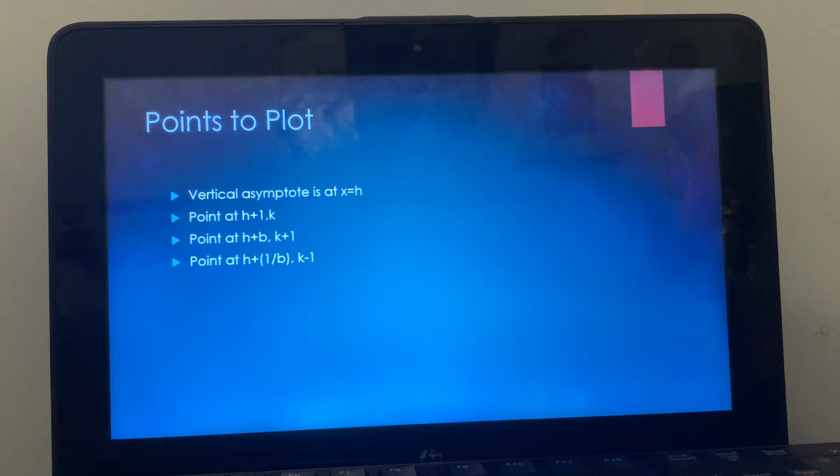But for the b value, if you take the h value, say 2, and add b to that, then you move up 1, or k plus 1. And if you move the k value down 1, then the x-value will be h plus 1 over b, so the asymptote plus 1 over 10. If you did k plus 2, it would be h plus b squared; k plus 3, h plus b cubed. And if you did k minus 2, it would be h plus 1 over b squared, and k minus 3, it would be h plus 1 over b cubed.